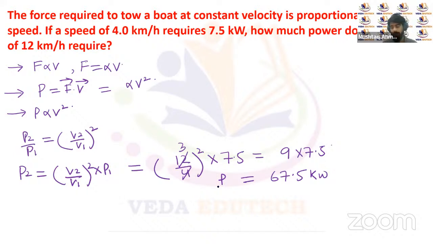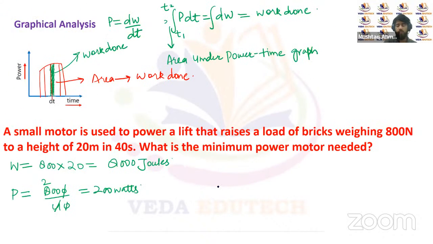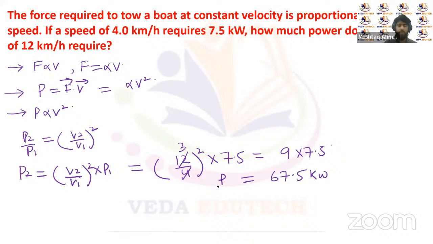So this was the last topic of this chapter, work, energy and power. We are done with all the concepts of work, energy and power. Now we are left with circular motion, and then we'll be starting with rotational motion or the system of particles as well. That will be started in the next lecture.